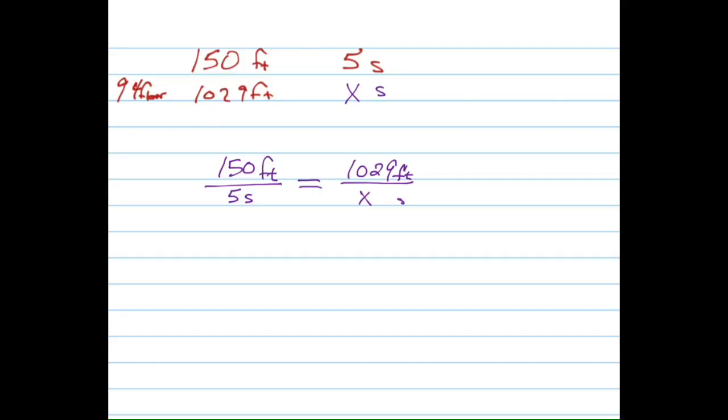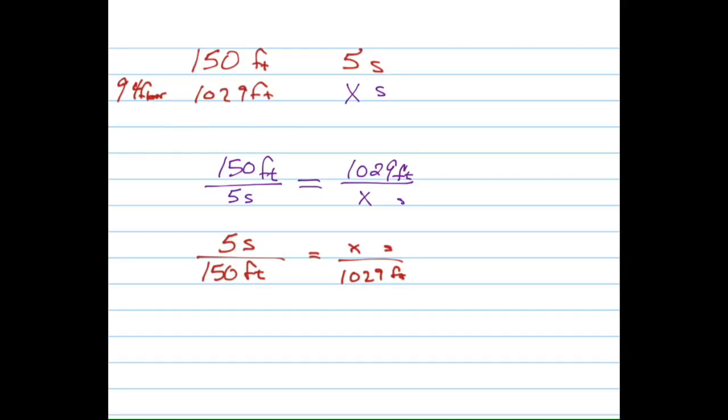Now this is a little tricky. Uh-oh, we've got an X in the bottom. We don't quite know what to do with that yet. You know what we could do instead? Watch this. What if I said in 5 seconds, I can travel 150 feet? Is that still true? So in X seconds, I can travel 1,029 feet. Is that all right with you guys? Make sense? I'm going to flip my fractions upside down, as long as I flip both of them upside down, so that I still have the seconds on top together and the feet on the bottom together.